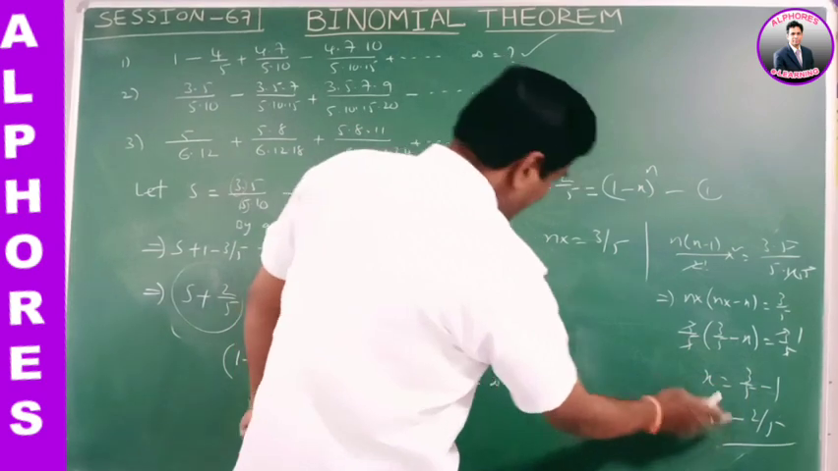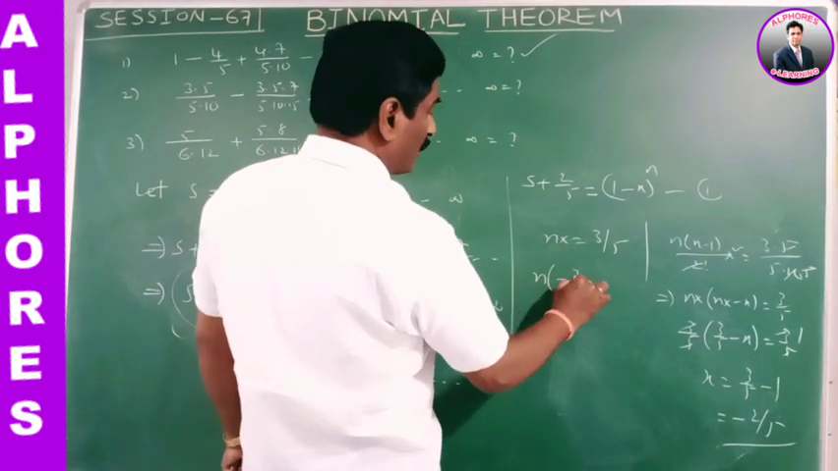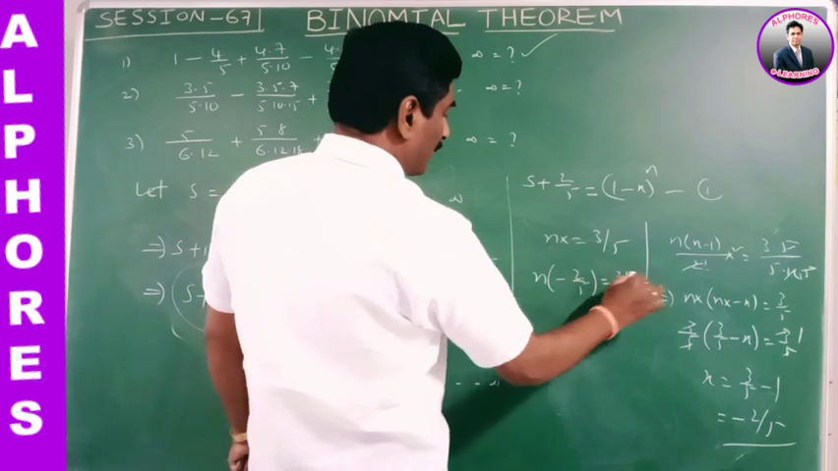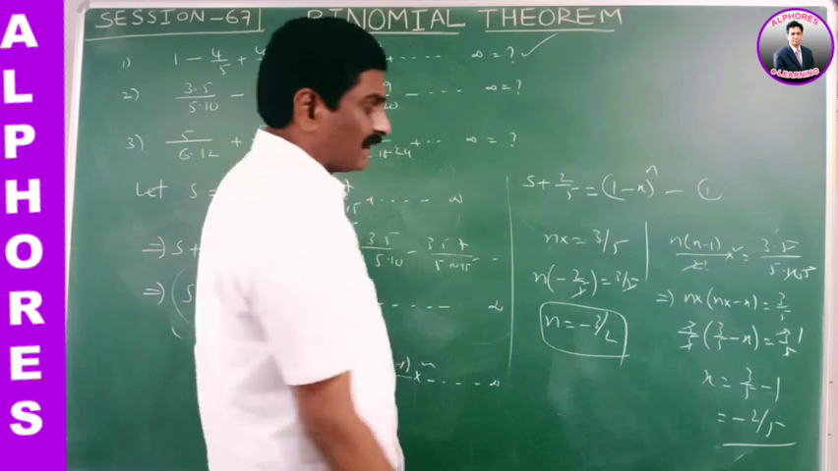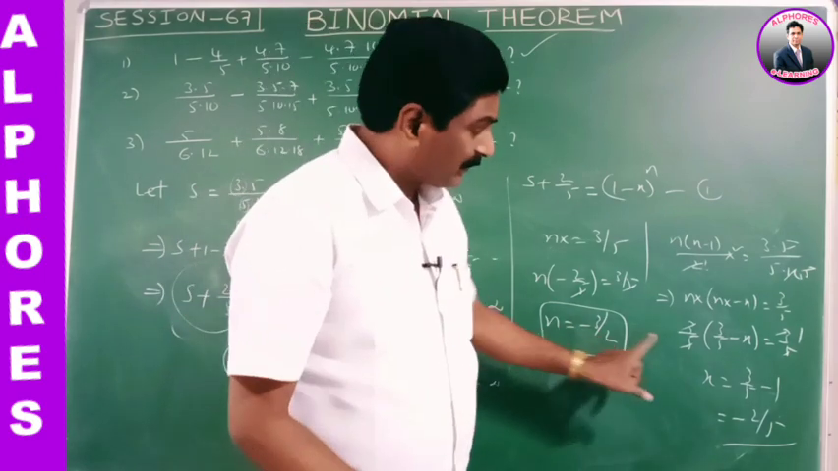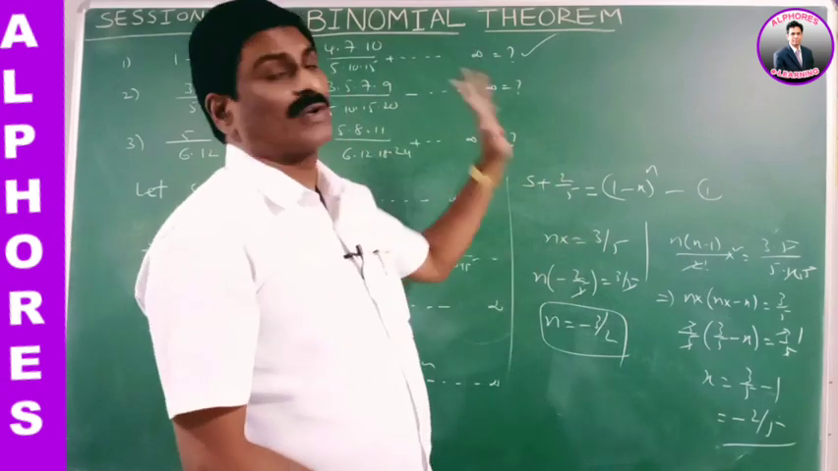Substitute the value of this x in this equation. In this, nx is equal to 3 by 5. That means n into minus 2 by 5 is equal to 3 by 5. 5 cancel, n is equal to minus 3 by 2. n is minus 3 by 2 and x is minus 2 by 5. Substitute these two values in this equation, we get s.